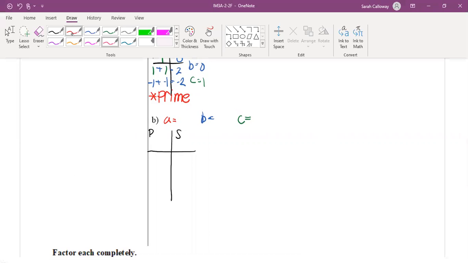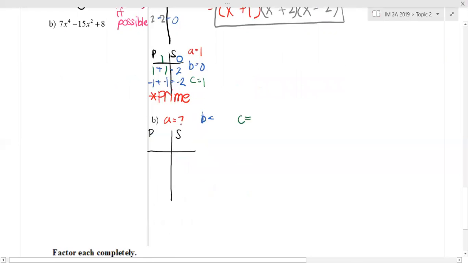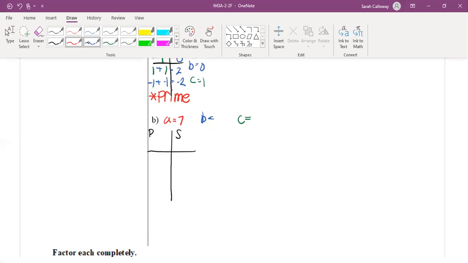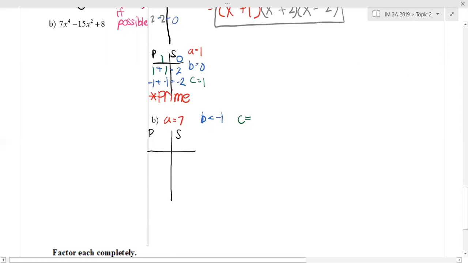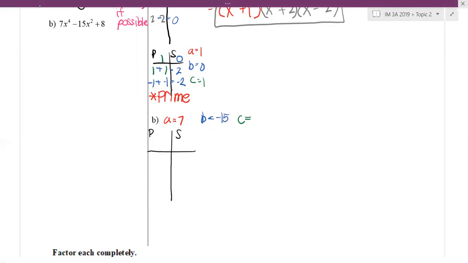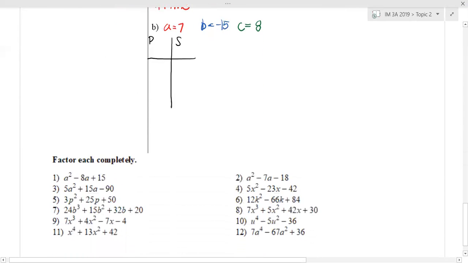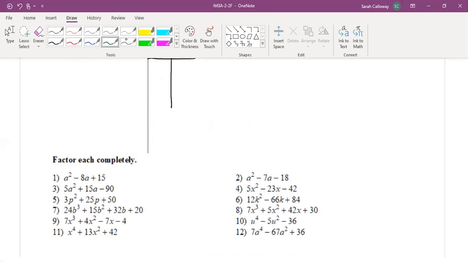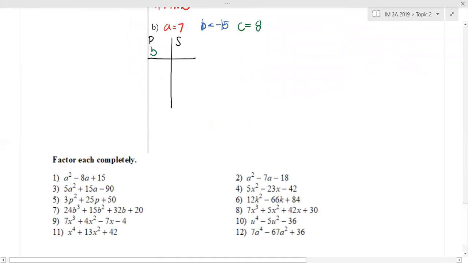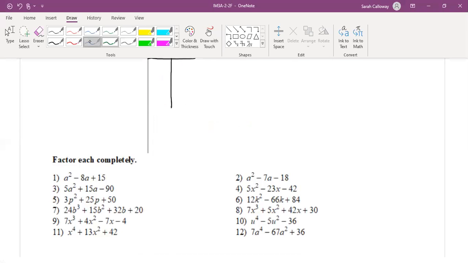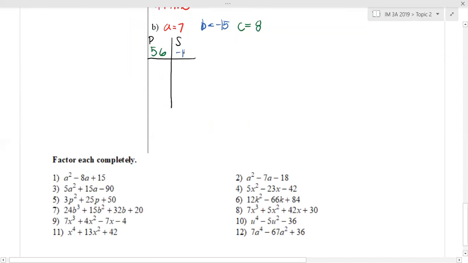So if we look at this expression, 7x to the 4th, our A is 7, our B is negative 15, and our C is 8. Sorry for the tapping, I need to slow down. So then A times C, 7 times 8 is going to give us 56. So we're looking for a product of 56 that adds to B, which is negative 15.